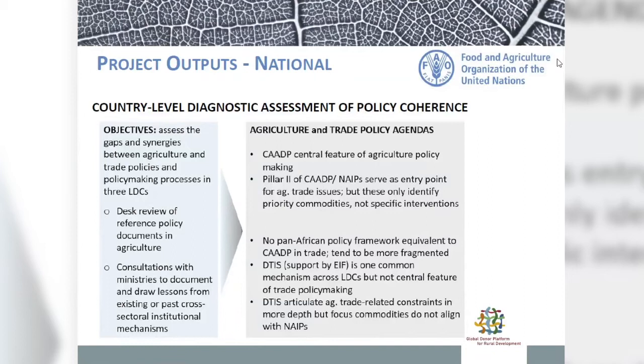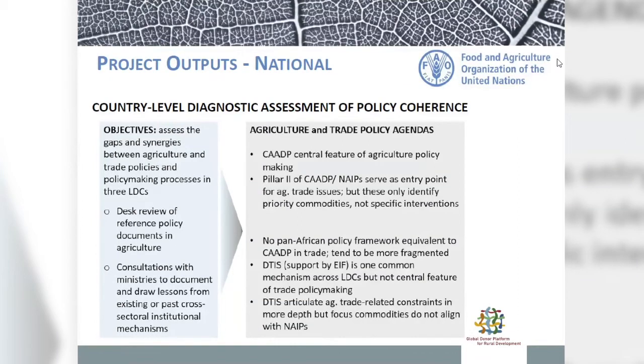And CAADP, of course, has different pillars. And trade is a prominent feature of the CAADP framework. It's within pillar 2 on markets and trade. It serves as the entry point for the identification of agricultural trade issues.